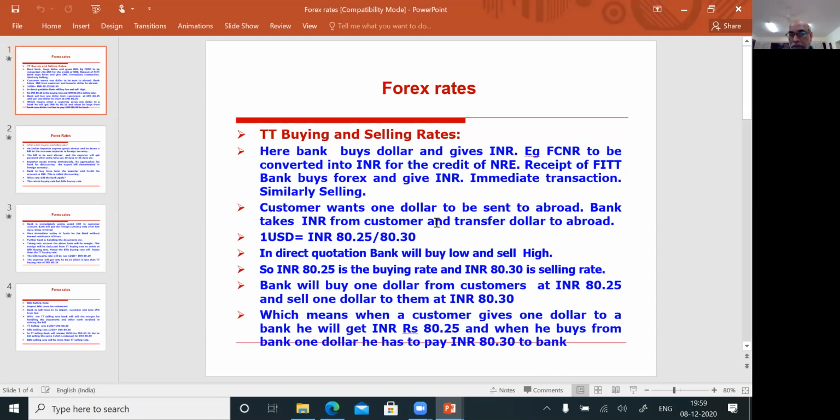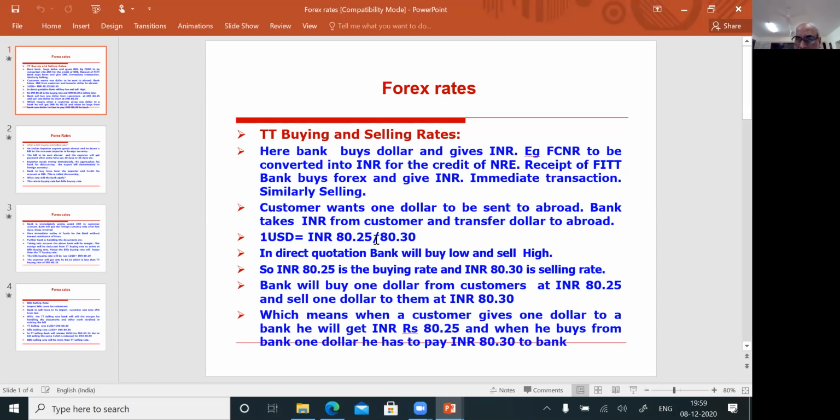So the rate will be like this. $1 is equal to 80.25, 80.30. Here, which is the buying rate and which is the selling rate? What is the maxim in the case of a direct quote? Buy low, sell high. We already saw the maxim in the direct quote is buy low and sell high. So when it is mentioned $1 Indian rupee 80.25 and 80.30.